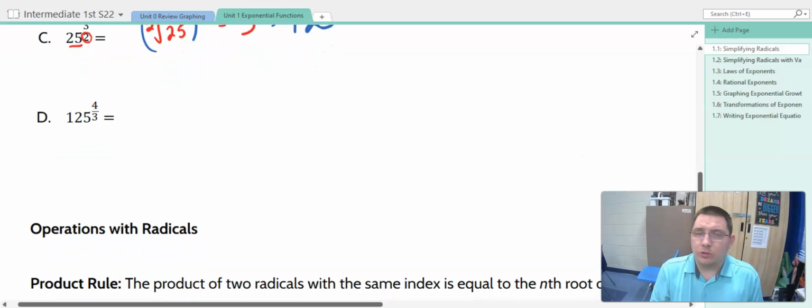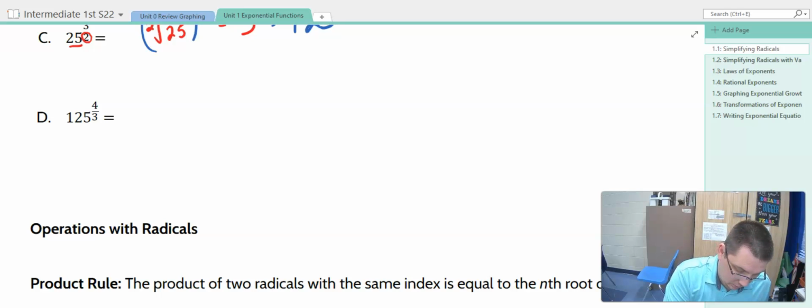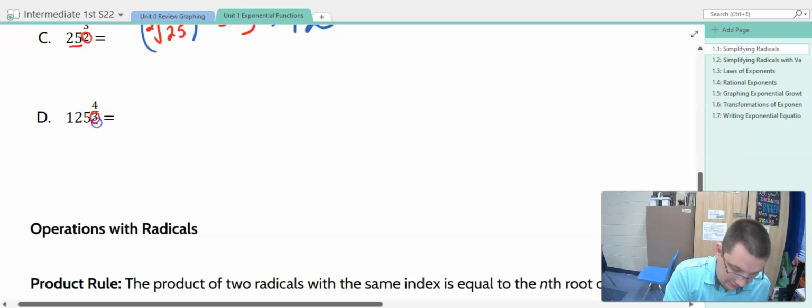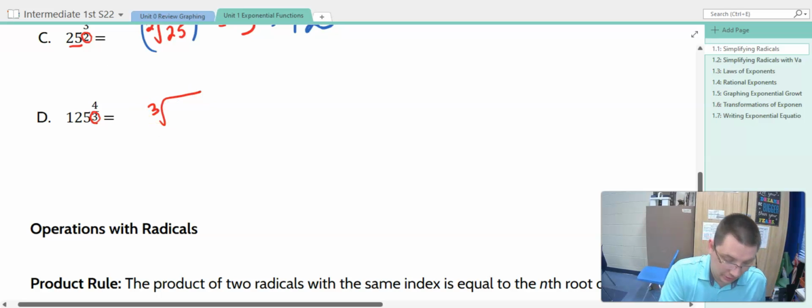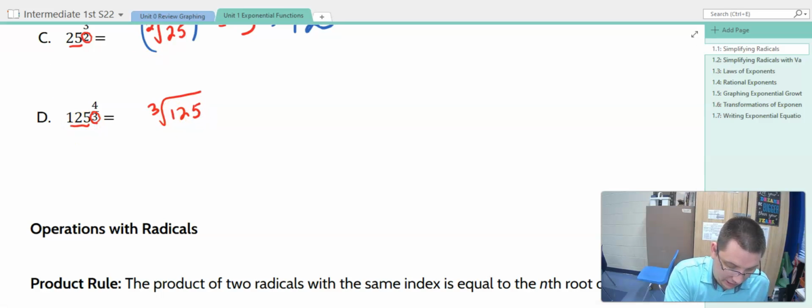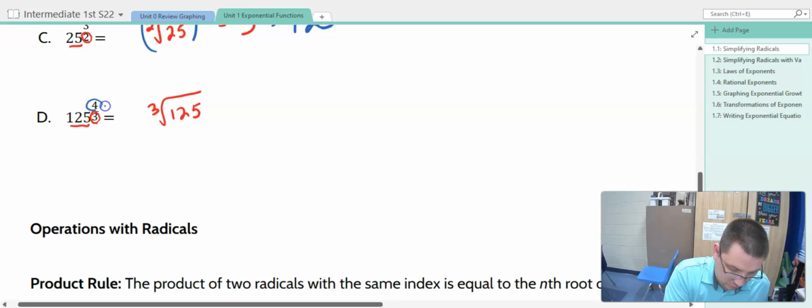So let's try it for 125 to the 4/3 power. What goes where? Well, the index is the denominator, so our index is 3. So we're going to be taking the cube root. What are we taking the cube root of? We're taking the cube root of 125. And we're raising that to the 4th power.